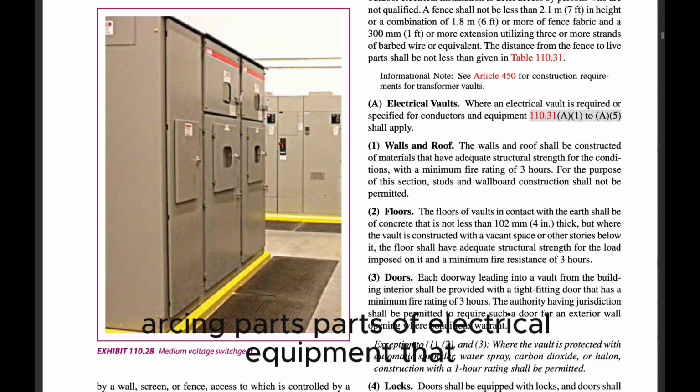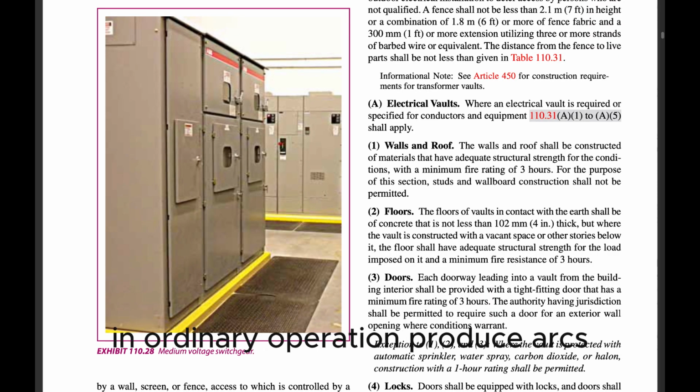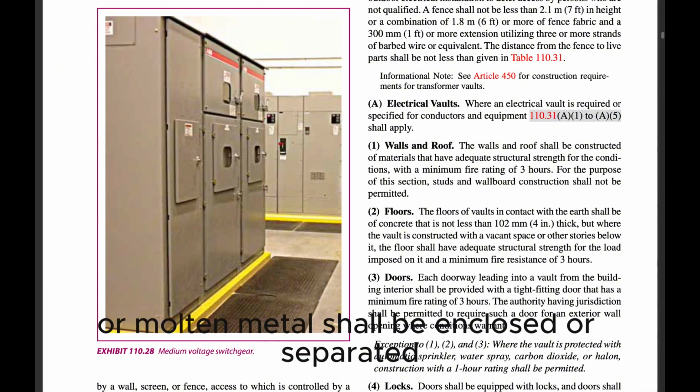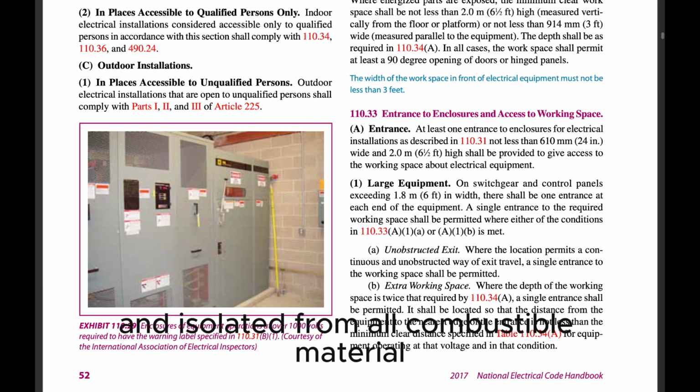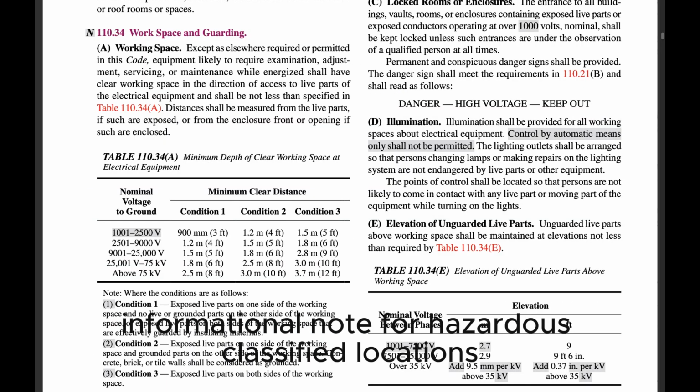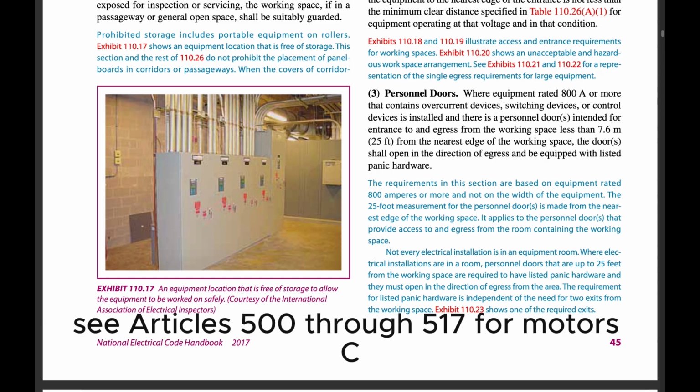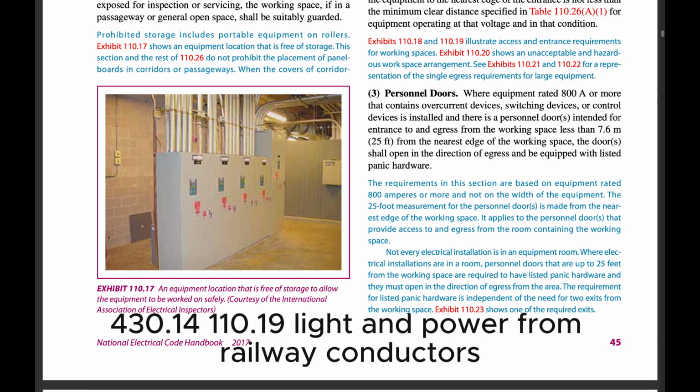110.18 Arcing parts. Parts of electrical equipment that in ordinary operation produce arcs, sparks, flames, or molten metal shall be enclosed or separated and isolated from all combustible material. Informational note: For hazardous classified locations, see Articles 500 through 517. For motors, see 430.14.